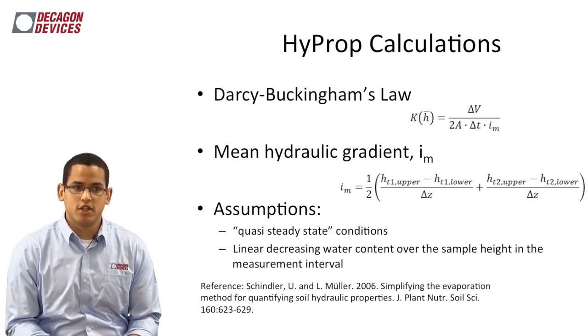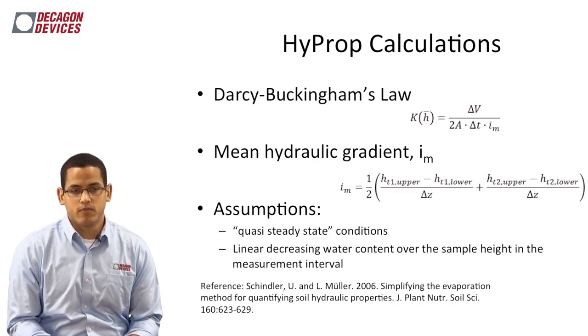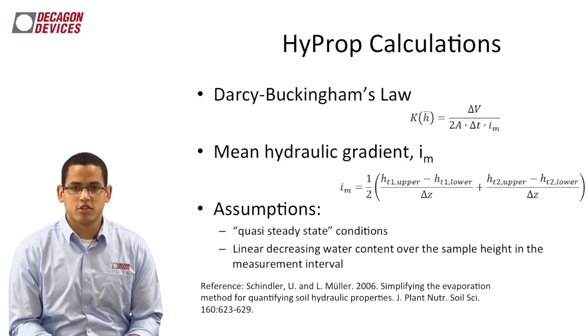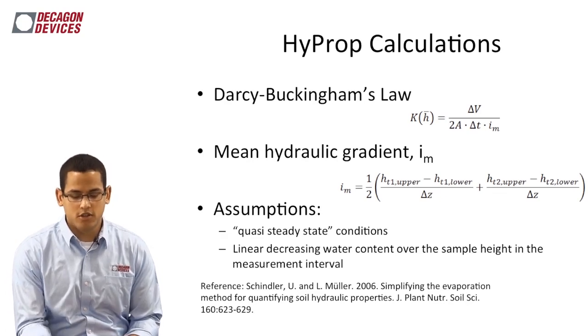Another assumption that's made is linear decreasing water content over the sample height within the measurement interval. And there was a lot of work done, and a lot of that work is in that paper that I just talked about, to determine if this was really a valid assumption and if that really worked well for this technique. And what they found is that it did work, and that's why the HYPROP was made the way it was made.